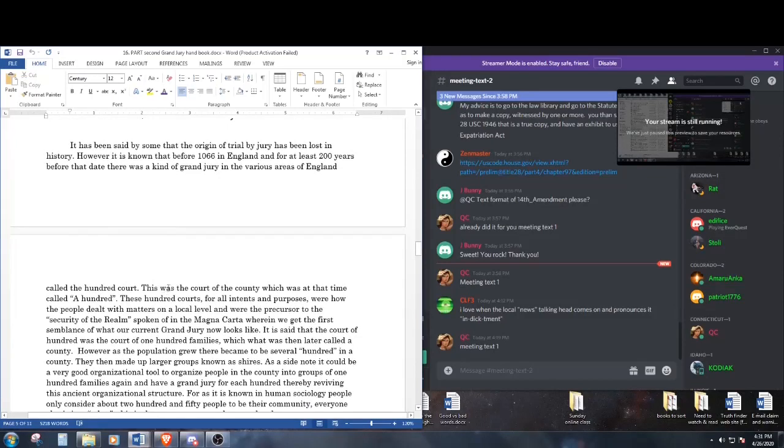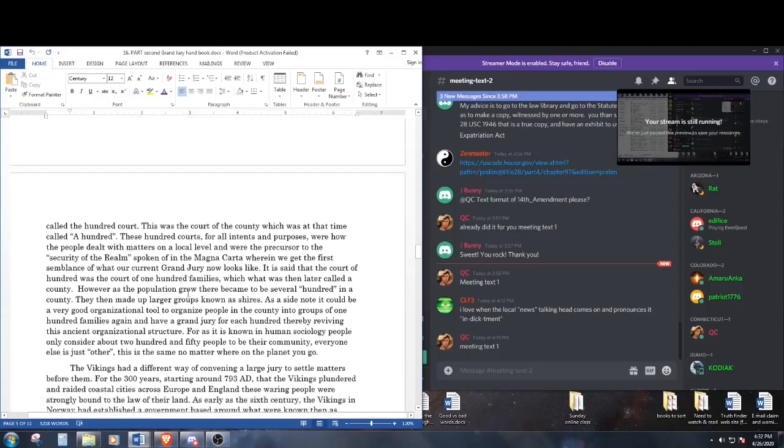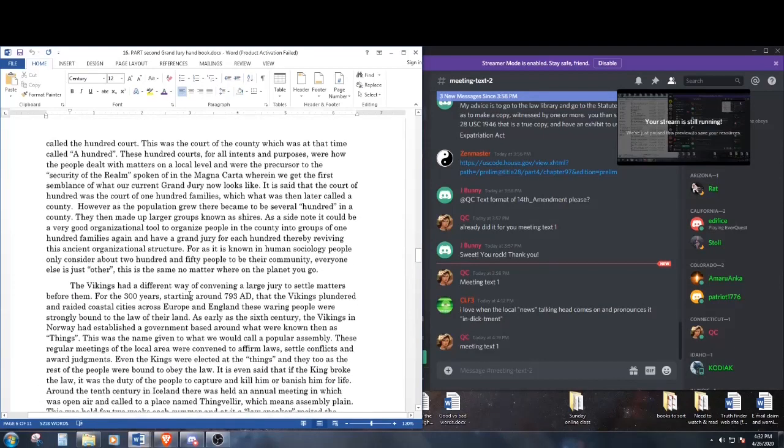However, it is known that before 1066 in England, and for at least 200 years before that date, there was a kind of grand jury in the various areas of England, called the 100 Court. This was the court of the county, which was, at the time, called 100. These 100 courts, for all intents and purposes, were how the people dealt with matters on a local level, and were the precursor to the security of the realm spoken of in the Magna Carta, wherein we get the first semblance of what our current grand jury now looks like.